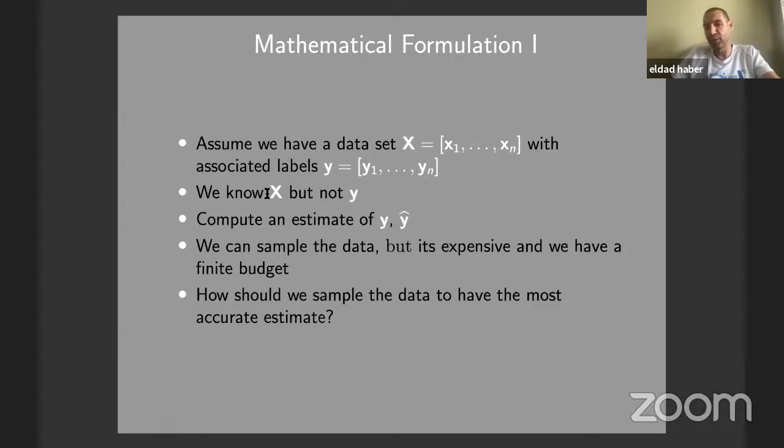Now, what we know is X. So the idea is that we have a good idea of what the data is, who the people we're actually sampling are. We can know what their age is, what their affiliation is, whatever we want to know about them. Of course, we don't know if they're sick or not sick. That's the thing. So now what we want to do is compute an estimate of the true thing, y hat. We have to remember, it's not the true thing.